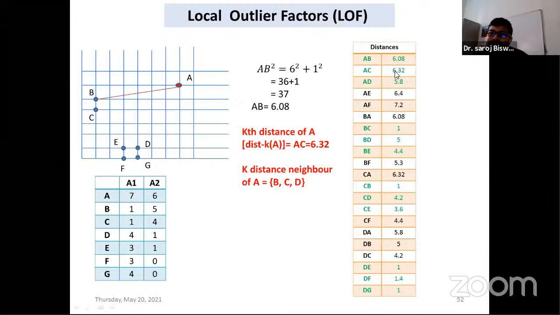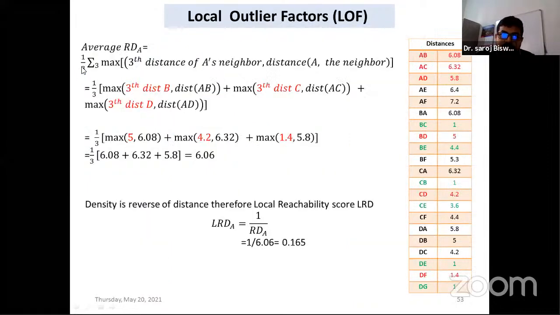So the third distance is 6.32, and that is AC. AC can be a radius, and then we can make a circle. If we make the circle, we can see that we have only 3 nearest neighbors, and they are B, C, and D. That's why we have 1/3, because we have K distance neighbors, and in this case there are 3.